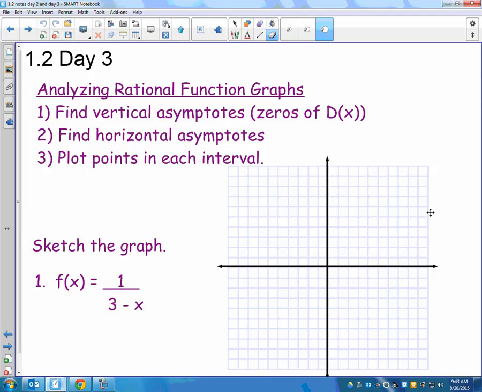I think I only have 2 examples here, and then I have a worksheet for you with some graphs to practice graphing, because I keep telling you that you don't have to graph, but today you have to graph. All right, so for this first one, sketch the graph of f of x equals 1 over 3 minus x.